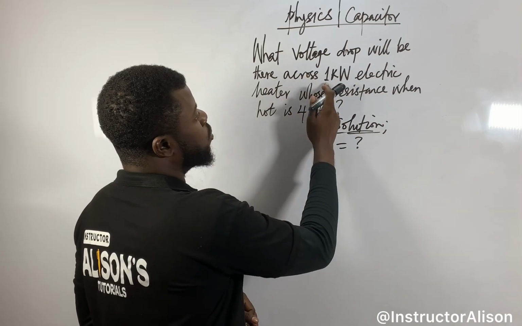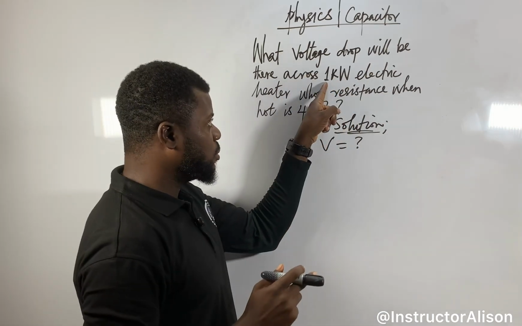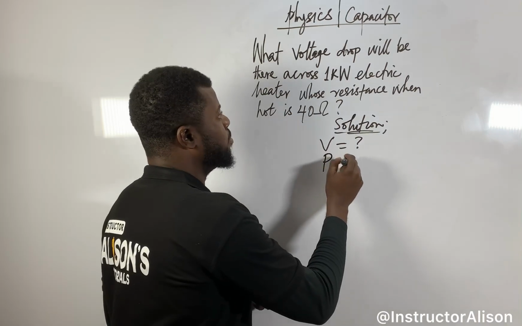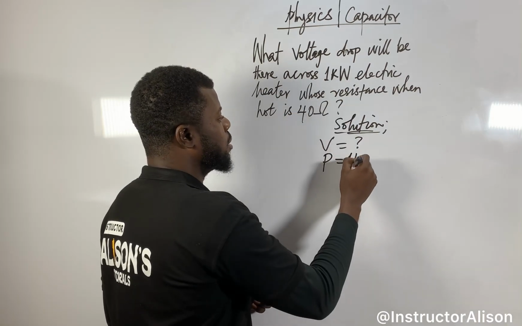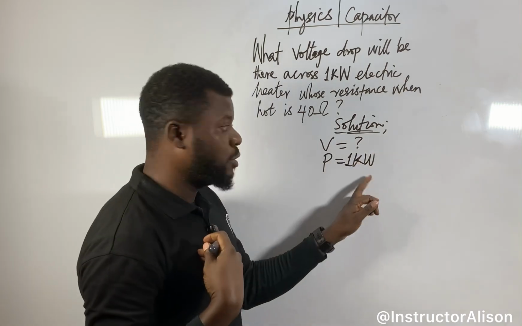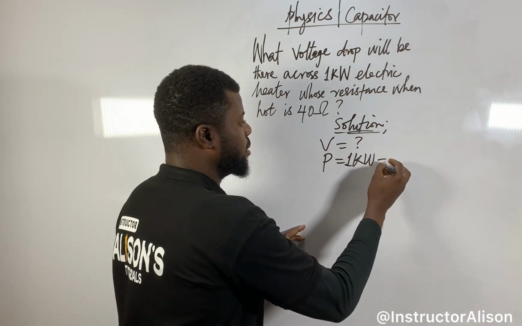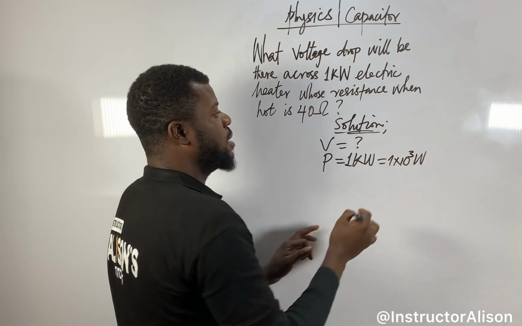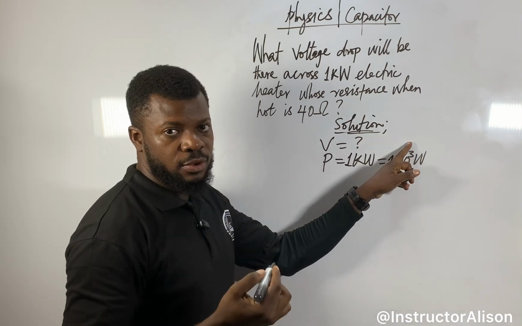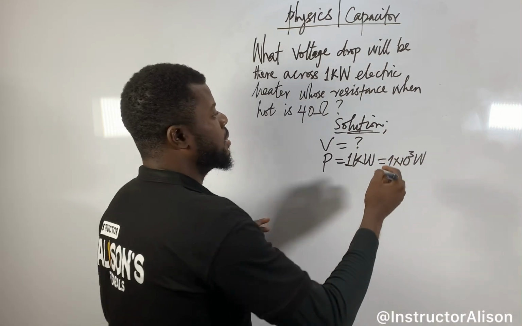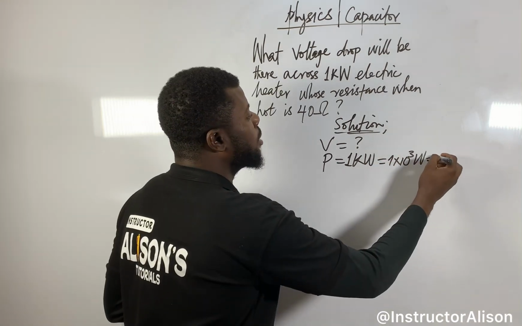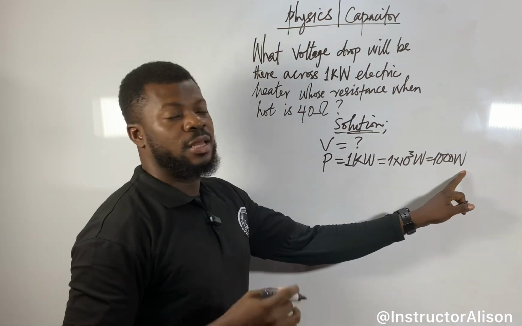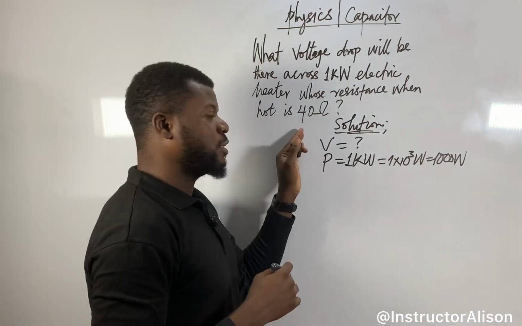The voltage drop across 1 kilowatt. I don't mind this one. When I say watt, I mean power, so I will write P for power. The value of the power, they say is 1 kilowatt. I know that kilo is 10 to the power of 3, so this is the same thing as 1 times 10 to the power of 3 watts. And you know that 10 to the power of 3 is 1,000. So 1 times 1,000 is 1,000. So the power is 1,000 watts. I converted it like this so that we can use it to solve our problem.